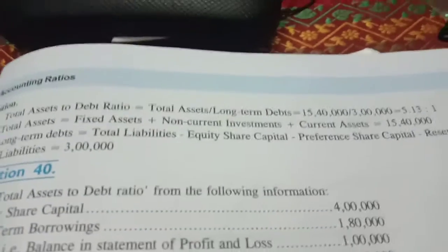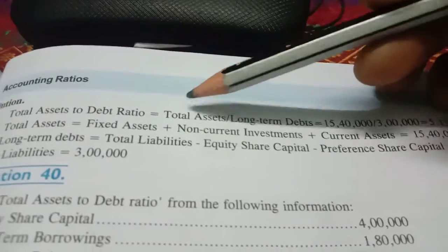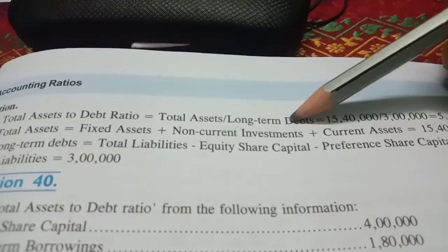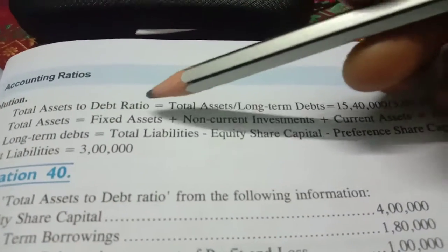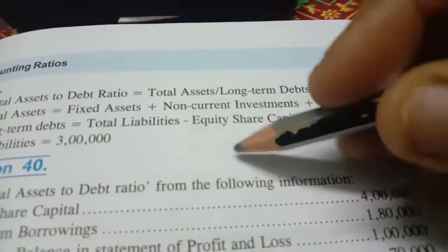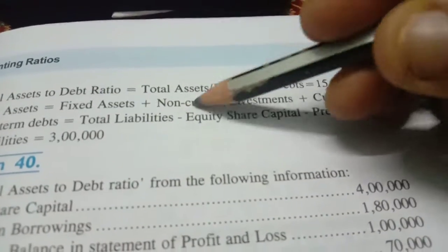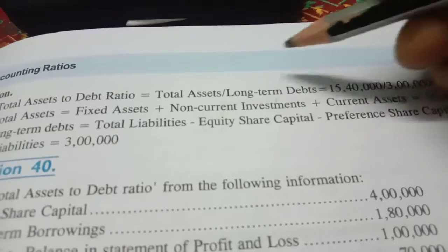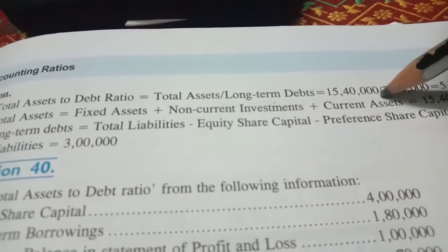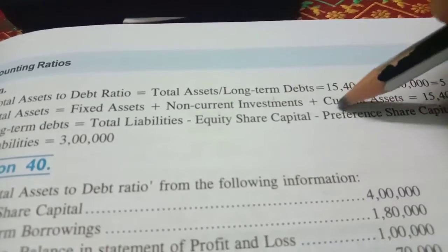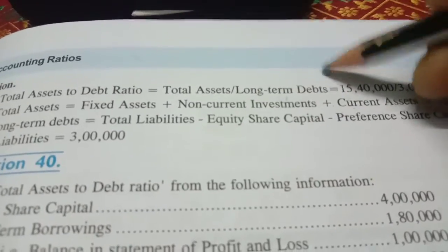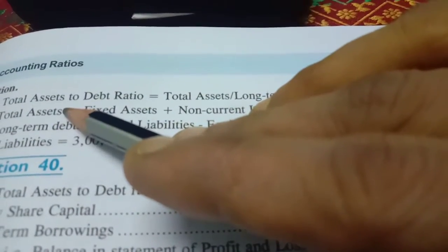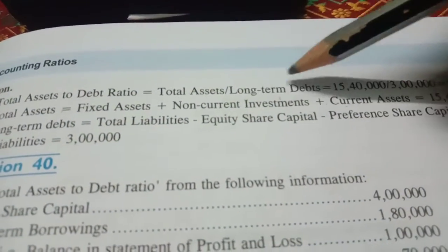So what is the formula? First we have to write the formula, that is total asset divided by long term debt. In this, first we have to find the total asset. So the total asset is the fixed assets, non-current investments and the current assets. So if you add all this amount on the asset side, we will get the total asset.